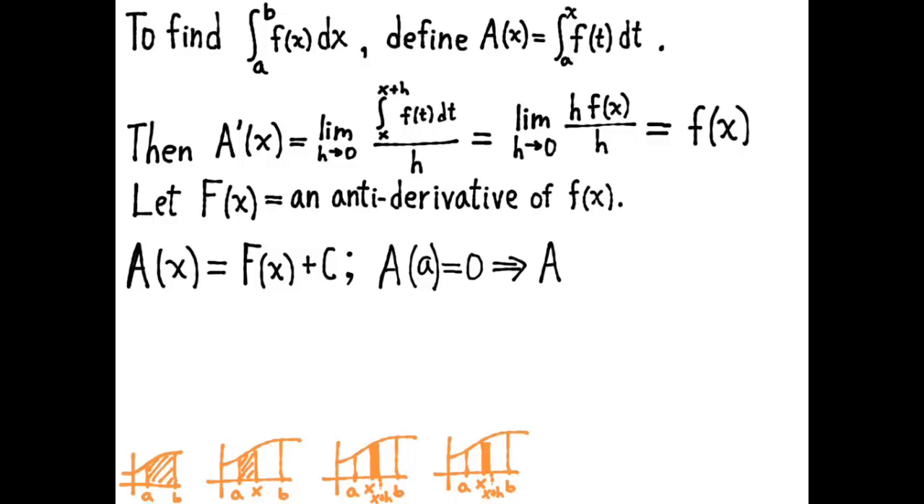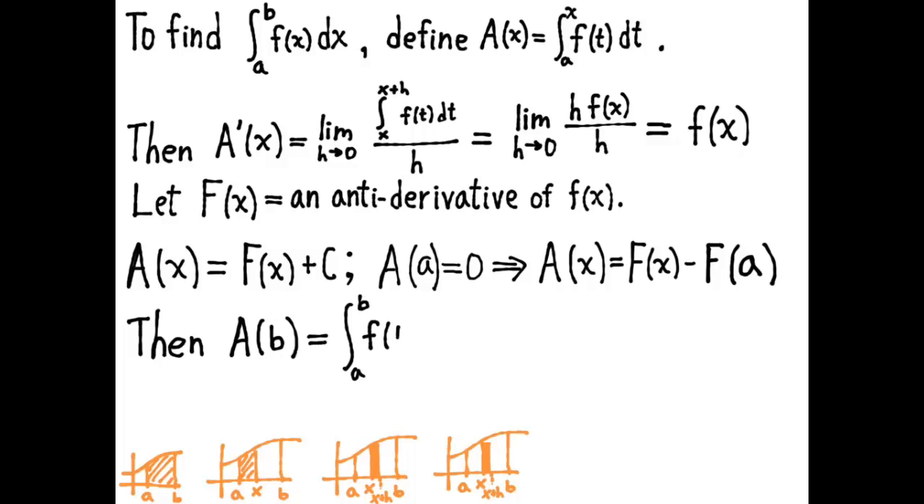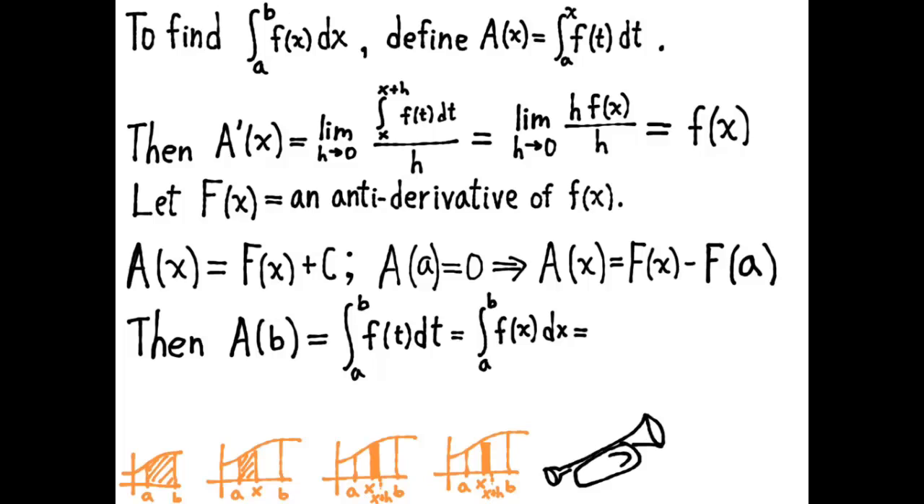And plugging in that initial condition, I get that A of x is capital F of x minus capital F of a. Now I've found the answer to the big problem. I've found the function A of x. All I have to do is plug in A of b, and that's the integral from a to b of f of t dt, which is the same as the integral from a to b of f of x dx, which is equal to the answer, capital F of b minus capital F of a.